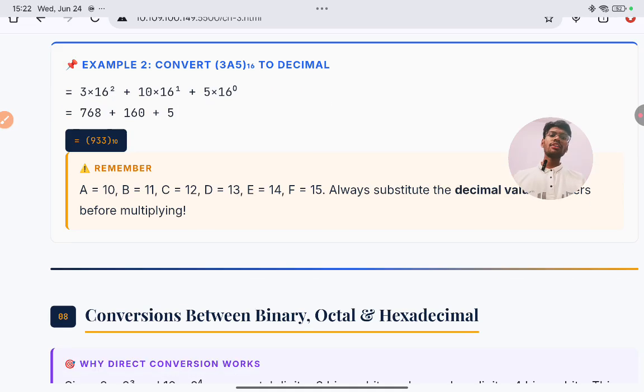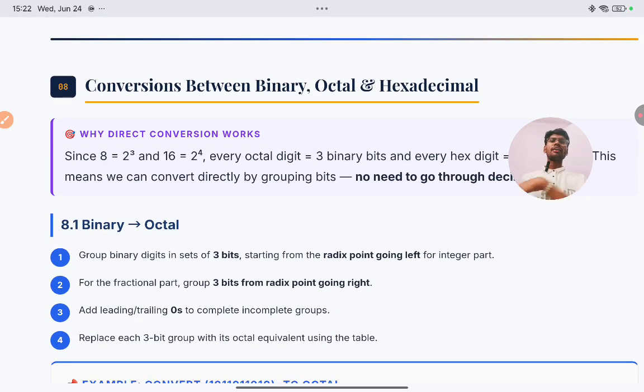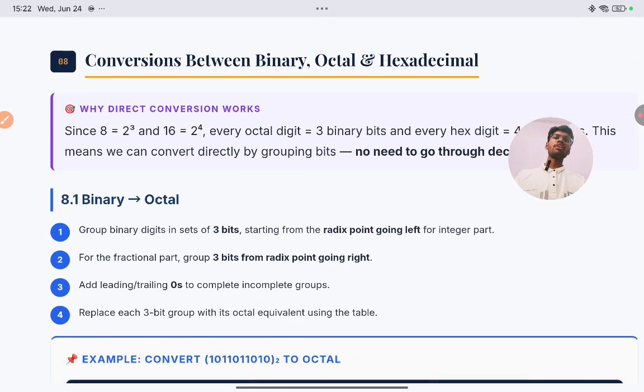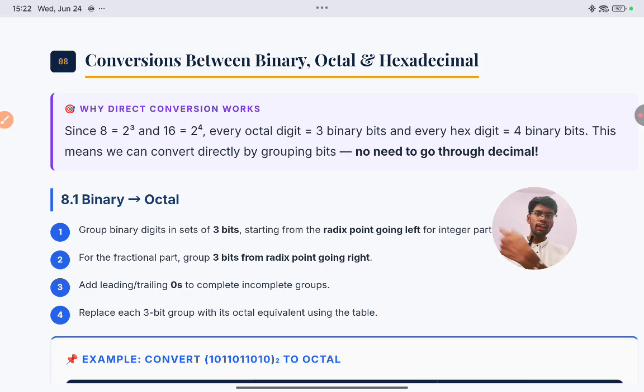Then the other 6 types of conversion, that is, direct conversion between binary, octal and hexadecimal. Since we know why direct conversion works, we need to understand it first. Since 8 is equal to 2 cubed and 16 is equal to 2 to the power 4, every octal digit can be represented by 3 binary bits, and every hex digit by 4 binary bits, as we saw previously. So we can directly convert by grouping the bits. No need to go through decimal.